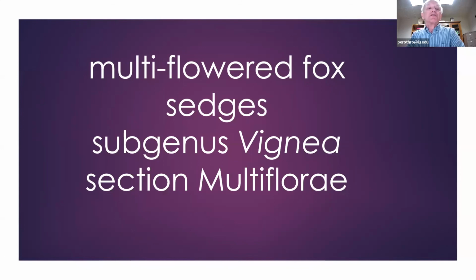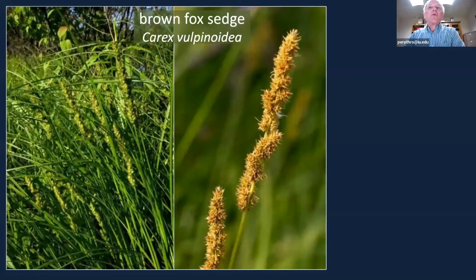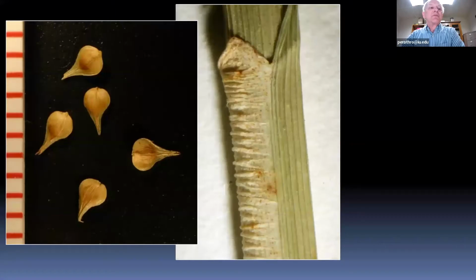Moving on to our penultimate Carex group, called the multi-flowered fox sedges. Once again, the inflorescences have a vague box-like aspect due to the numerous densely arranged perigynia. But in the brown fox sedge, the individual perigynia are rather tiny, about 2 millimeters or 1/8 of an inch long, and they have a prominent beak.